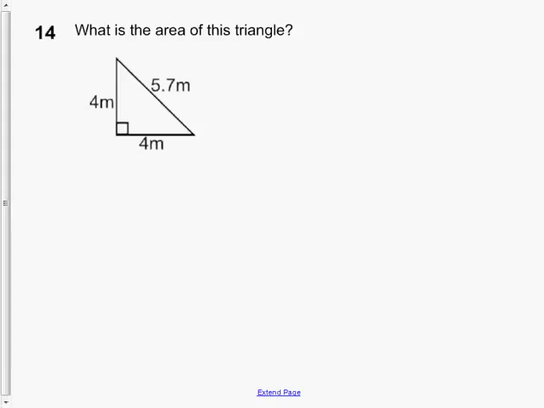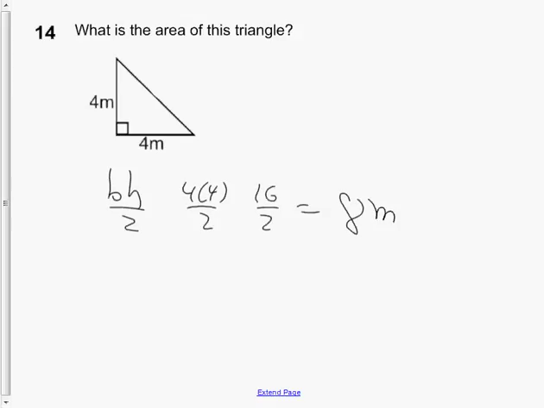Question 14 says, what is the area of this triangle? So this piece of information right here, 5.7, is an unnecessary piece of information for the area. You have simply base times height divided by 2, or 4 times 4 divided by 2, or 16 divided by 2, or 8 square meters as your area. So the answer for that is 8 square meters.